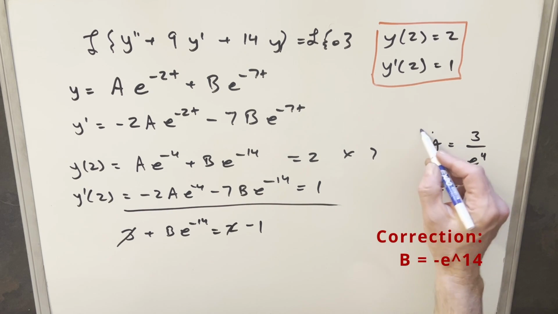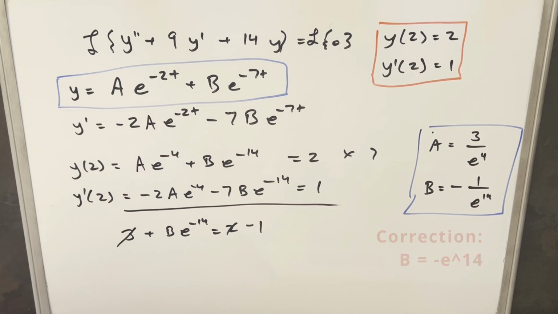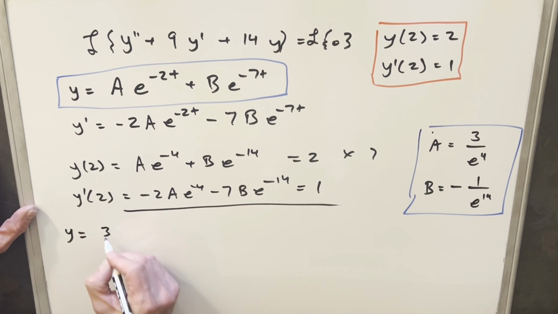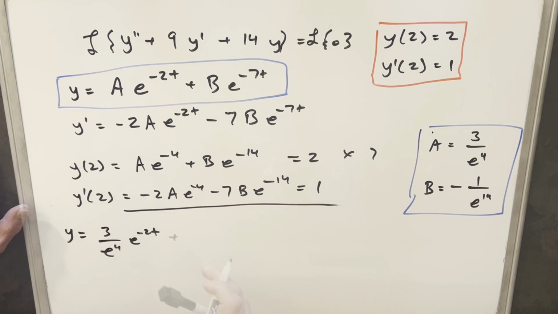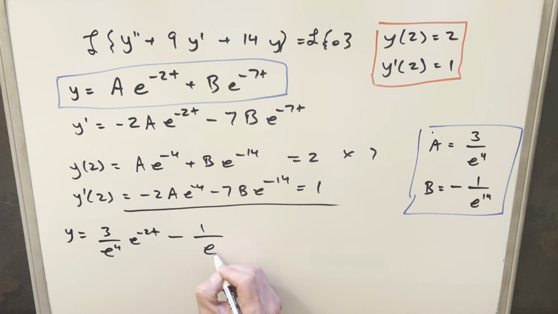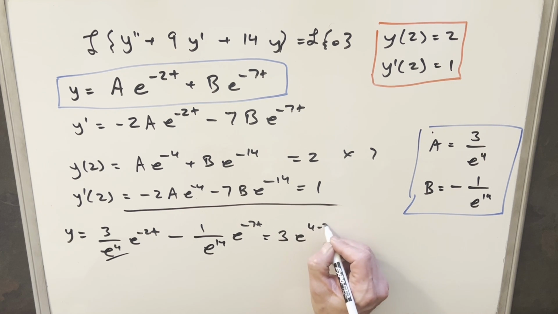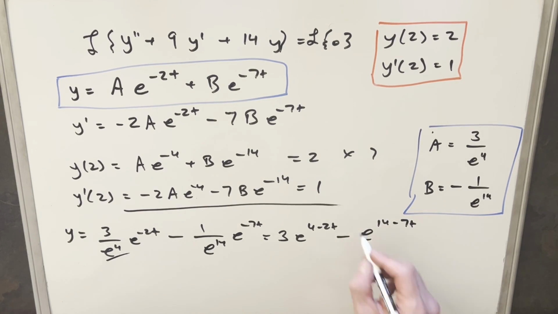So now from here, all I need to do to finish it off is take my a and b value over here, and we'll plug it back into this equation and maybe do some simplification. So let's see what's going to happen. We're going to have our y, plugging this in, we're going to have our a value 3 over e^4 times e^(-2t). So then we'll have our plus b value. Actually, I'll change this to a minus sign. So this is going to become minus 1 over e^14 times e^(-7t). So what I can do is write this for my final solution. We'll have 3e^(4-2t) minus e^(14-7t), and that's it.